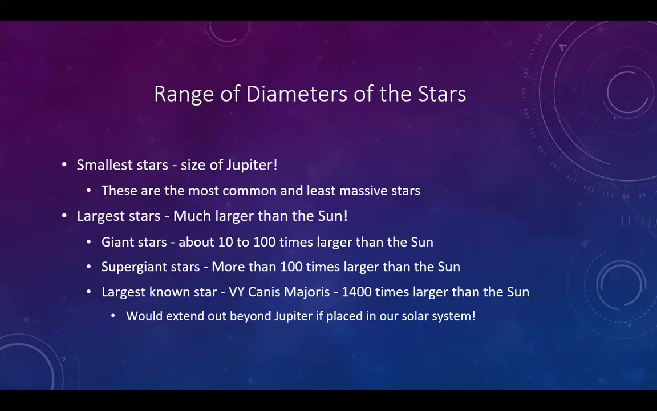And diameters range in size. The smallest stars are around the same size as Jupiter. These are the most common and least massive stars, while the largest stars are much larger than the sun. Giant stars are 10 to 100 times larger than the sun. Supergiant stars are more than 100 times larger than the sun. And the largest known star, DY Canis Majoris, is 1,400 times larger than the sun. This would extend out beyond Jupiter if you put it in our solar system where the sun is located.